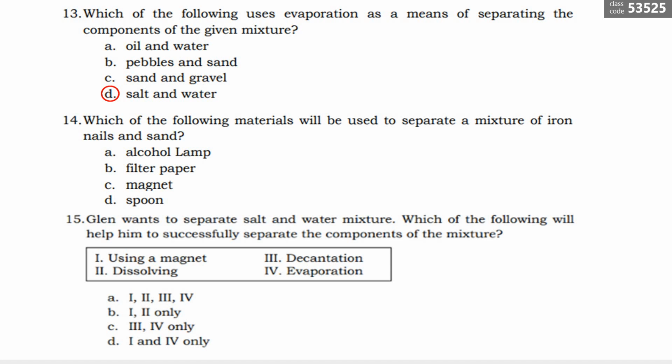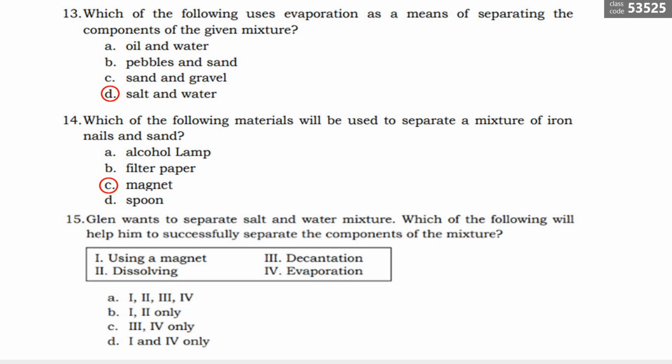Number 14. Which of the following materials will be used to separate a mixture of iron nails and sand? A. Alcohol lamp. B. Filter paper. C. Magnet. D. Spoon. Okay, time's up. The correct answer is magnet, because we are dealing with iron nails. If you have iron nails with sand, you're going to use a magnet, and the iron nails will be magnetized, so they will separate from the sand.